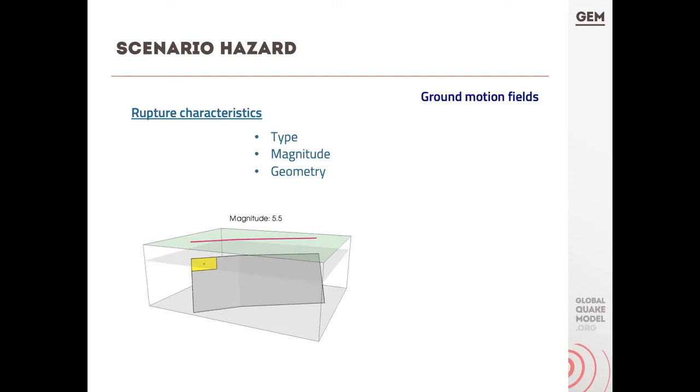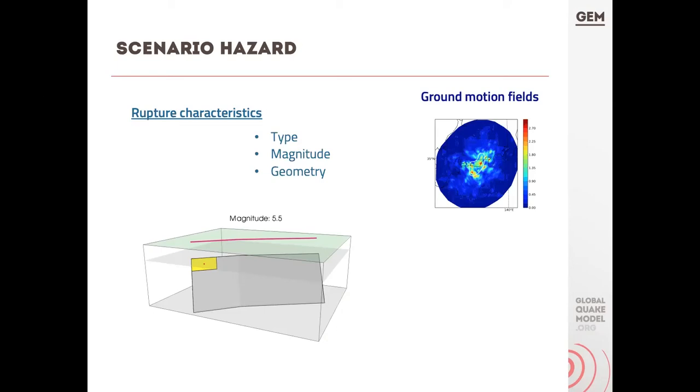In terms of the hazard outputs for scenario types of analysis, one of the key outputs from this kind of analysis would be maps or fields of ground shaking intensity. So you could be looking at trying to predict maps of peak ground acceleration, or it could also be for other intensity measures such as peak ground velocity or spectral acceleration at different periods. So these would be a critical output in the scenario hazard analysis.